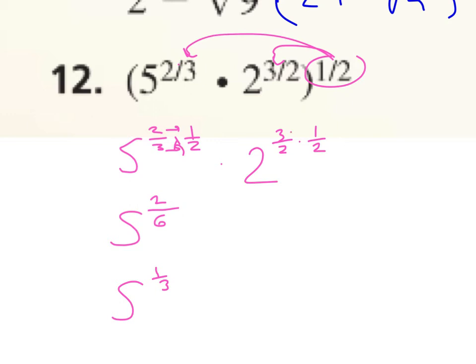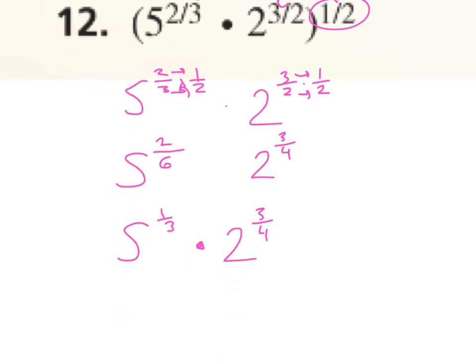And then we do the same thing for 2. Multiply the tops together, multiply the bottoms together. So 2 raised to the 3/4 power. Can we simplify 3/4? Nope, so 2 to the 3/4 power. Can we simplify any more? Do we have the same bases? No, so we can't combine them that way. Do we have the same exponents? Nope, so we can't combine them that way either. So this would be our final answer.